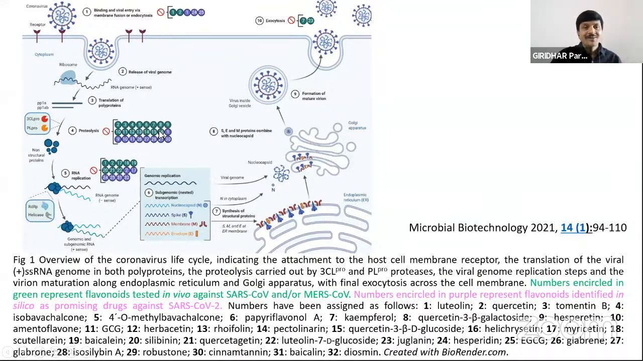There are some green dots, 2, 3, 4, 5, like that. Just assume these are all different flavonoid plant metabolites, and some blue color ones are also there, some drugs, and all these things are known to be useful to arrest this proteolysis, so that the fusion of virus particles can be prevented at this point, and further multiplication can be prevented. So most of the research has been focused at this point.